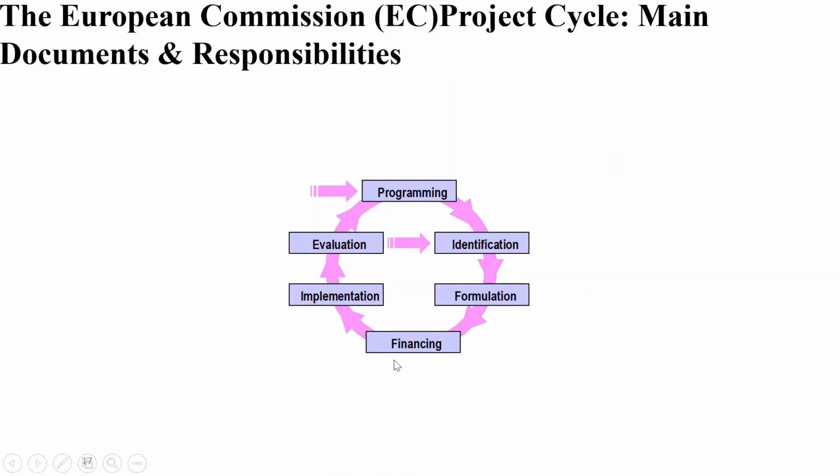And now we have the European Commission, EC, project cycle. We are now going to just look at the main documents and responsibilities that the EC uses. It has 1, 2, 3, 4, 5, 6 stages: programming, identification, formulation, financing, implementation, and evaluation.